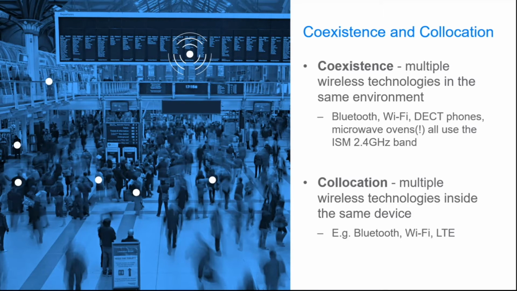Co-location is not completely dissimilar, but it refers to the use of multiple wireless technologies inside the same device, and there can be interference within that device as a consequence, and smartphones are a very good example of device types that use multiple wireless technologies.